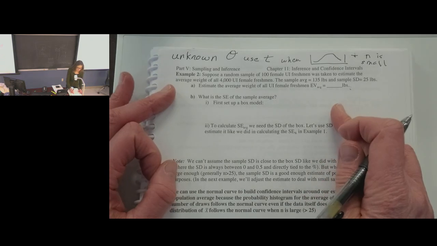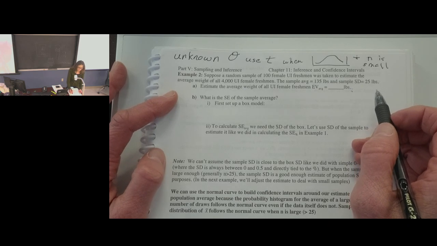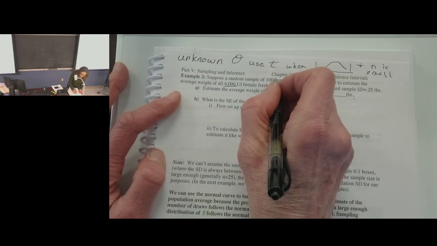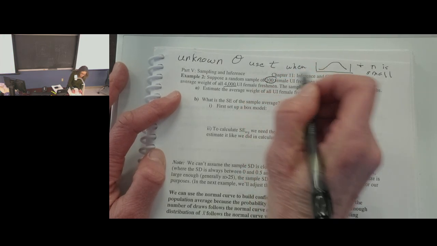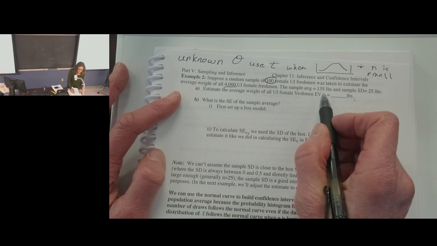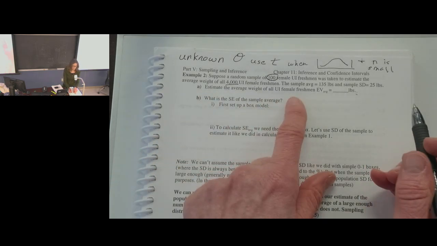All right, so here's an example. Suppose a random sample of 100 female U of I freshmen was taken. We wanted to estimate the weight of all 4,000 UI freshmen. And so we take a sample of 100. Now that's a pretty big N, all right? And in our sample, we get an average of 135 pounds, and we get a sample standard deviation equal to 25 pounds. So what would you estimate the weight to be?